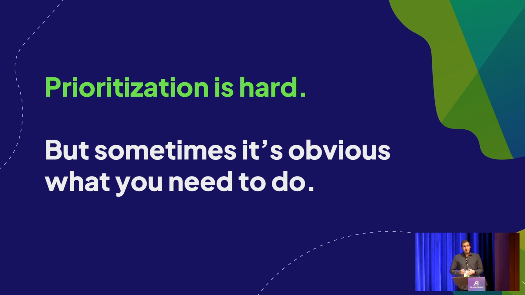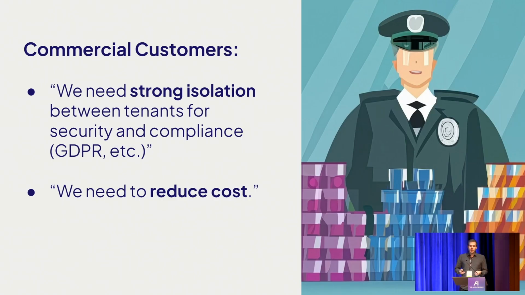When you build a vector database, which is a very fast-evolving field with lots of stuff that's needed, sometimes it's hard to know what to focus on. But in rare cases, the stars align and it becomes super obvious. Multi-tenancy for us was one of those scenarios. Our commercial customers started saying, we really need strong isolation between our tenants. We want to be GDPR compliant, we want to do SOC 2, we have all these security questionnaires to answer, and separation or isolation is a big requirement there.